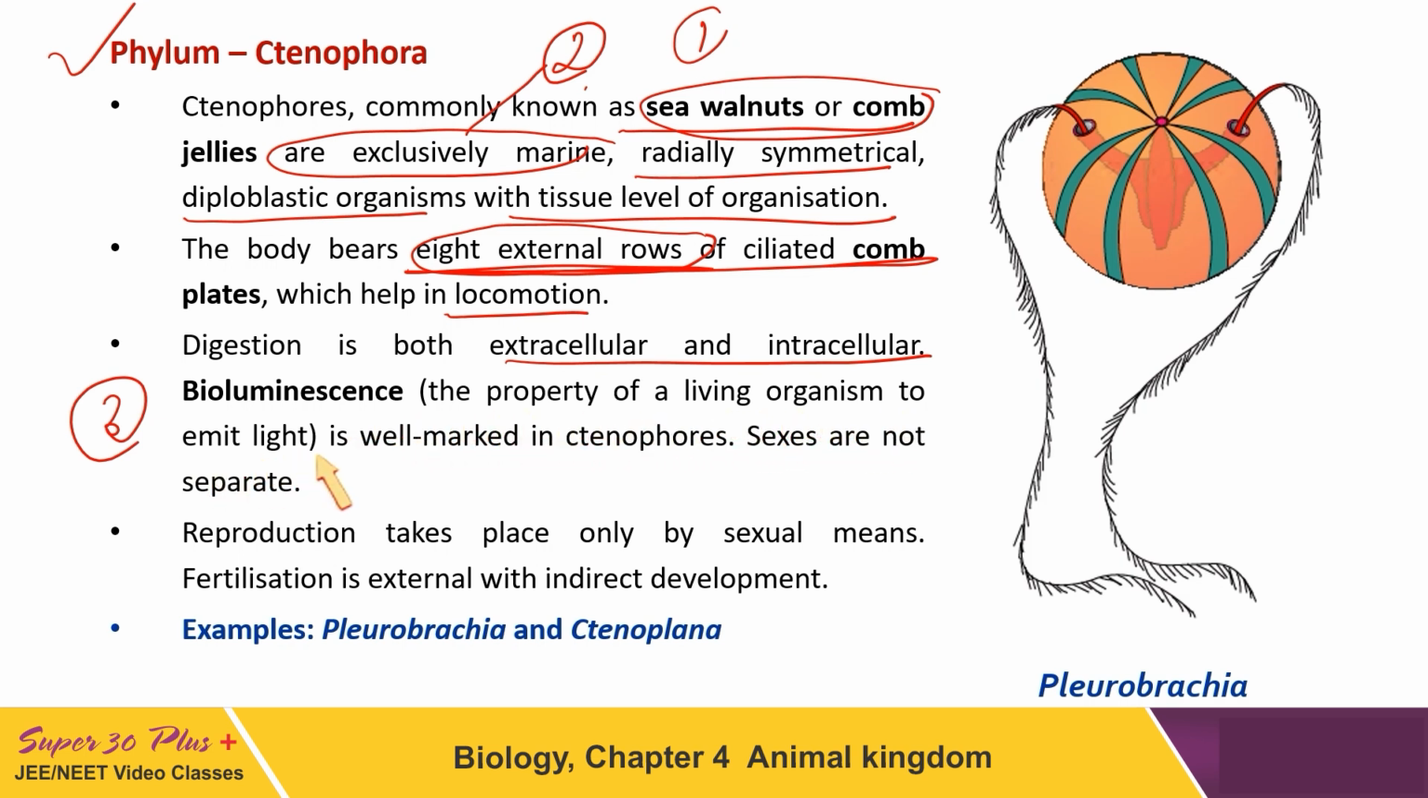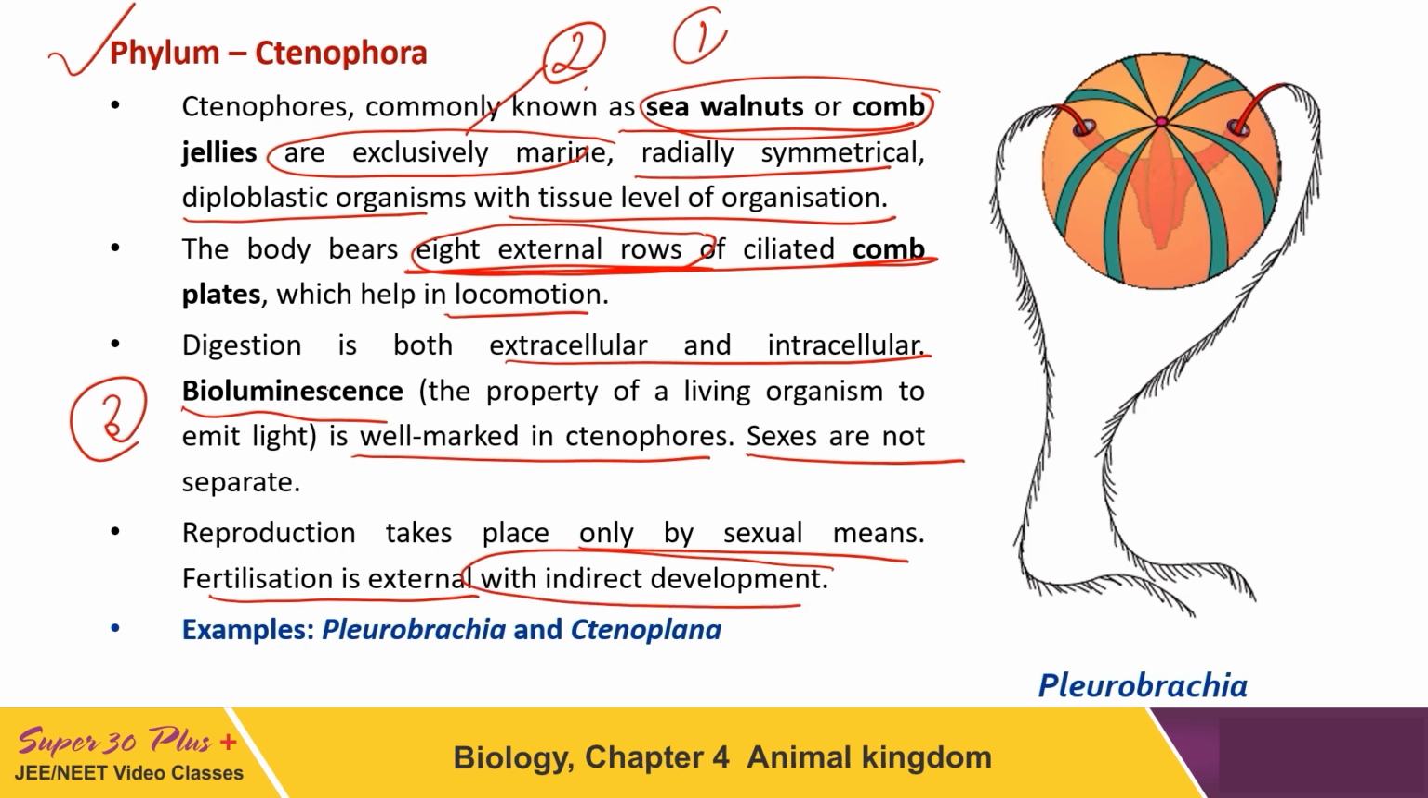You see, in Japan, on the sea coast, these are really very beautiful and charming. If you go at night, you see that they blossom like anything. Bioluminescence is there, well marked in Ctenophora. Another very important point, sexes are not separate. Reproduction takes place only by sexual means. Fertilization is external with indirect development. You have to remember it.